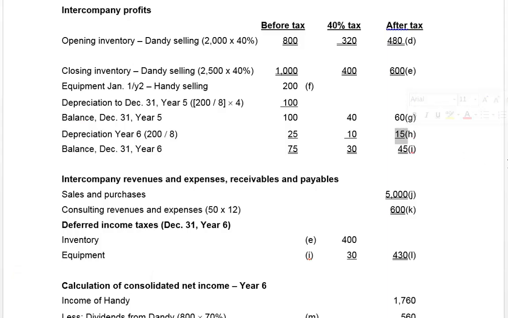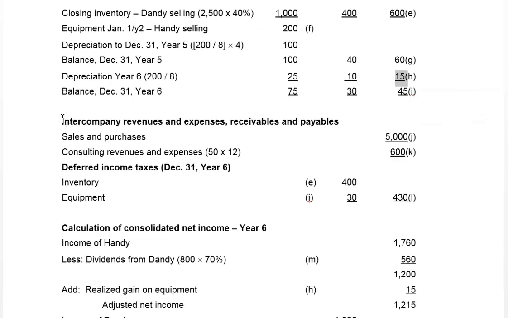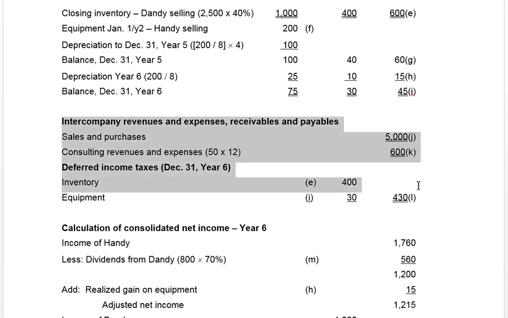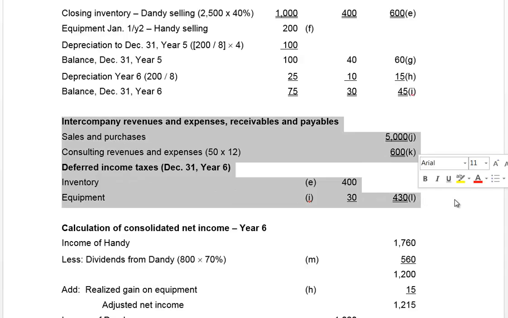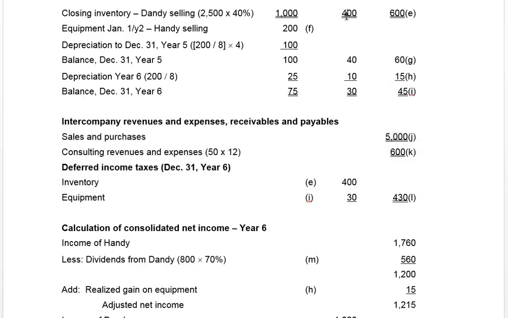Recognize 15 into consolidated income. So now, you guys can review. This is just a summary of all of the intercompany items and deferred taxes on them from the schedule above, you can see, but I'll let you review that.